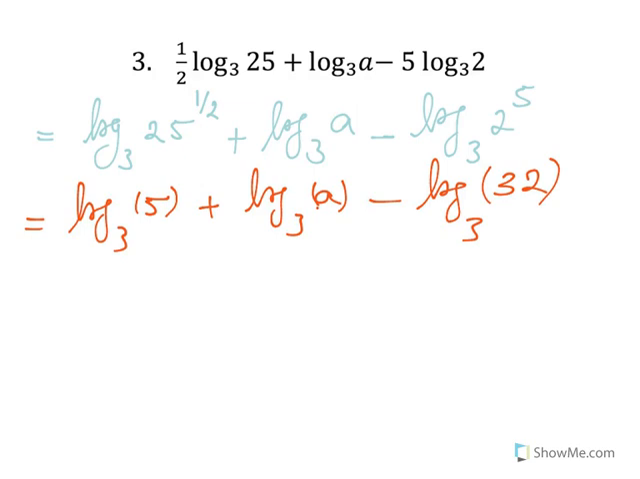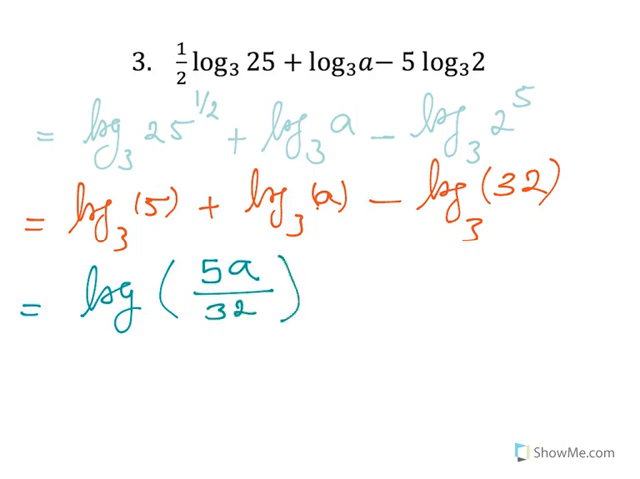Last step, using the addition and subtraction rules, you're going to add these together, giving you log. You have to multiply what's inside, so you have 5a, and then this minus means you're going to divide by 32, and to the base 3, of course. So that would be the simplest form of this whole expression, simplified into one single logarithm using the rules that you already know. I'm going to write them down here.